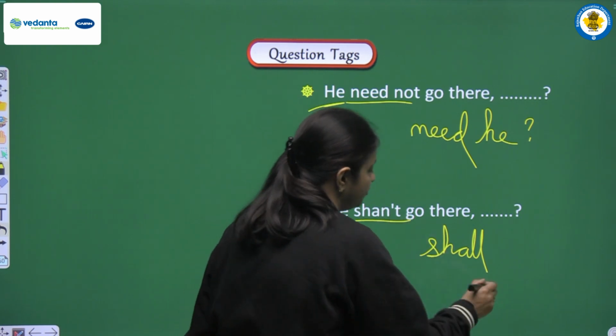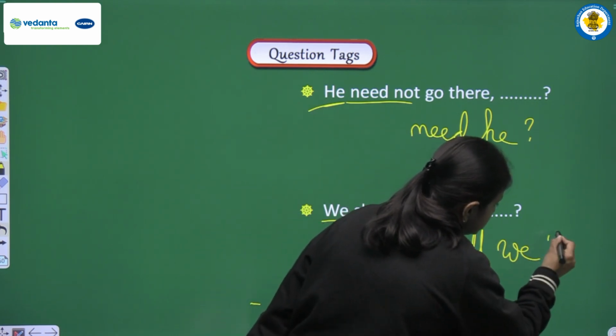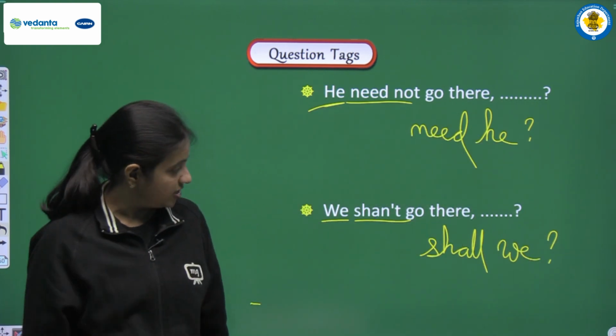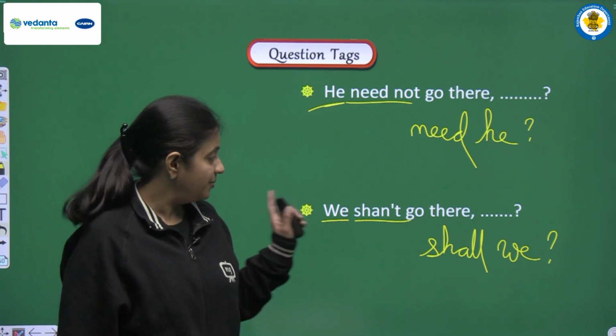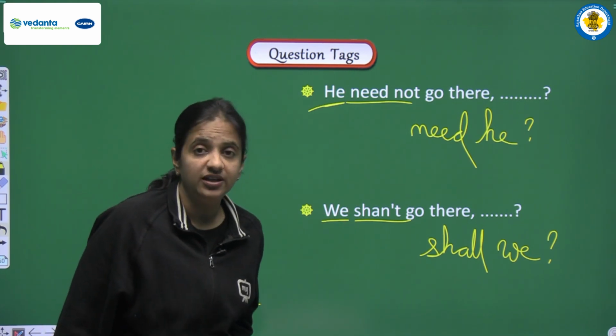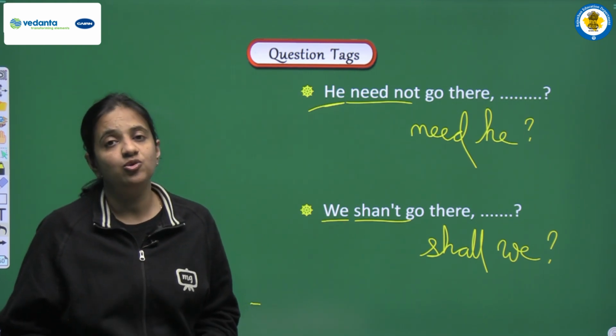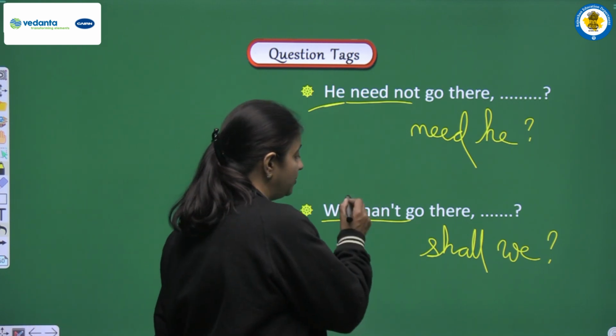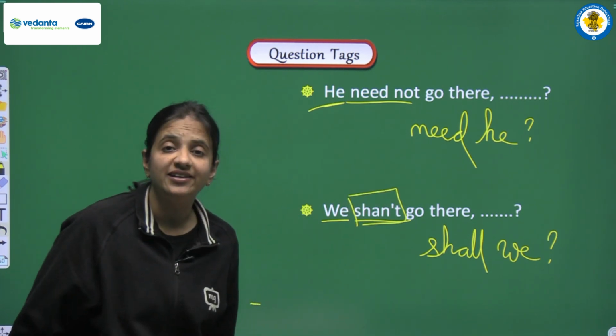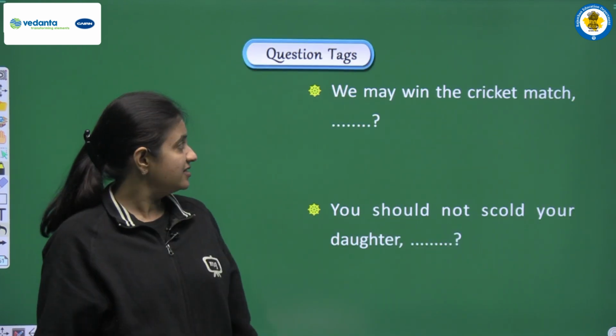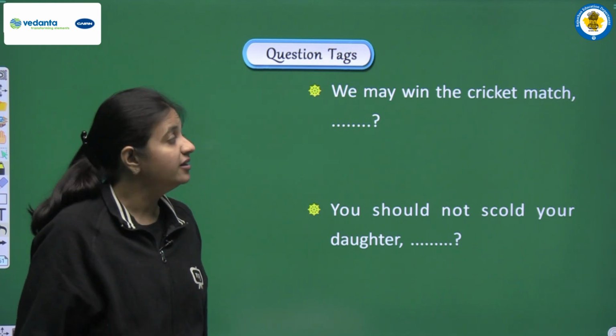We are having "we" as the subject, so we will use the same pronoun here, and the question tag will be "shall we". The complete sentence is "We shan't go there, shall we?" So you have to learn this thing that shall plus not will be shan't. Okay.